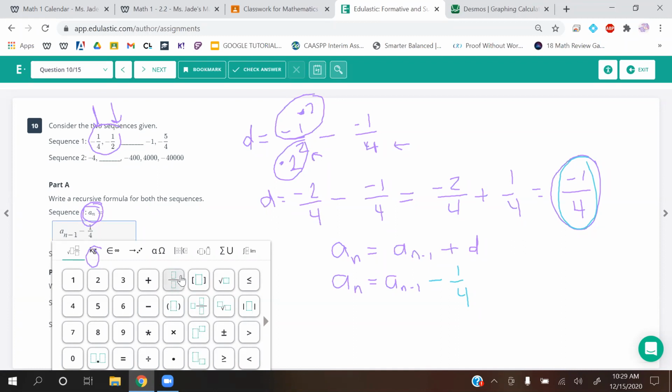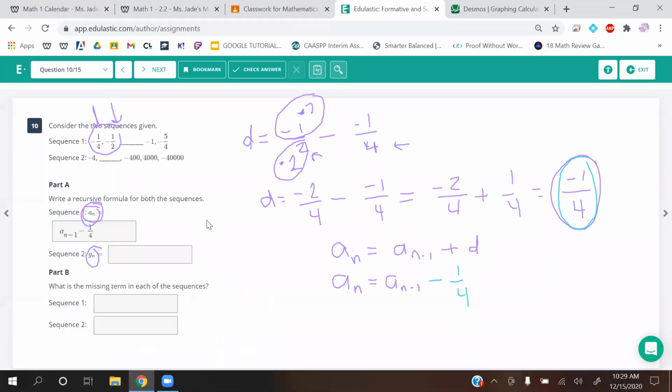If you want to type a fraction, you can also press this button. But what I did was I used the slash that's right next to the shift key on my computer keyboard, and that's how I type fractions. But you can also type a fraction using this. So either way. Any questions on this one?